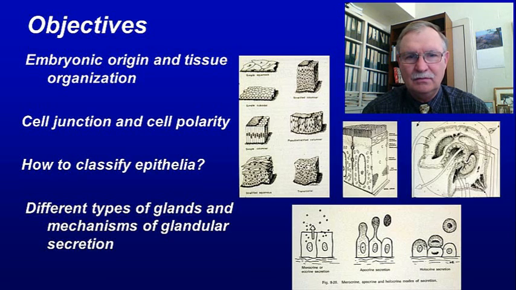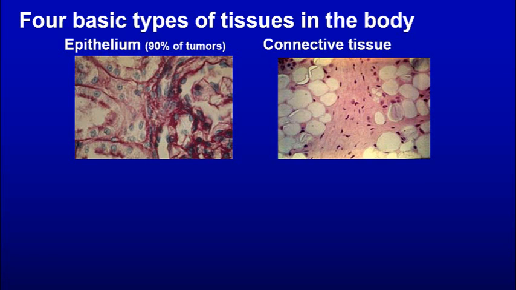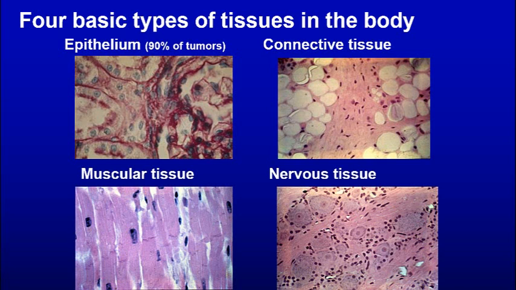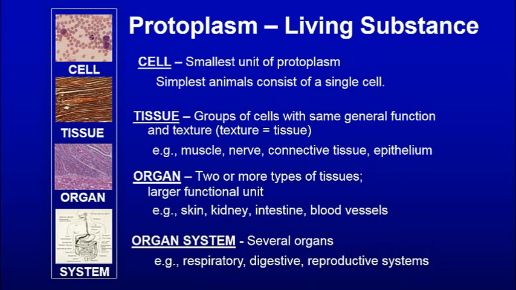Now, there's four basic types of tissue of the body. So the whole body can be subdivided into four groups. One is epithelium, we'll talk about today. And since epithelium has a lot of regeneration power, they are about 90% of your tumors. There's connective tissue, muscle, and nerve, as we'll cover in the next few lectures.